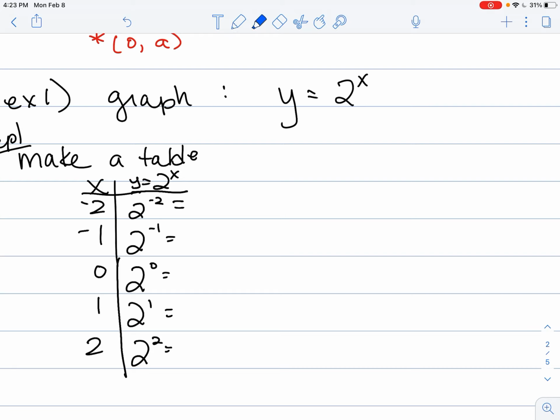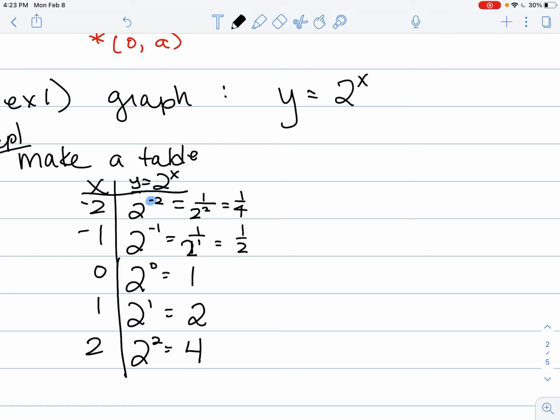Remember, a negative exponent tells me it's 1 over whatever's left over. So 2 to the -2 is 1 over 2 squared, which is 1/4. 2 to the -1 is just 1/2. Anything to the 0 power, remember, is 1. 2 to the 1 is just 2, and 2 to the 2 is 4.